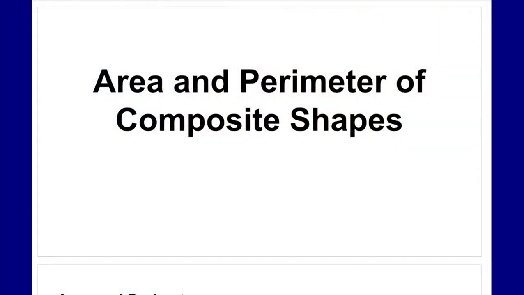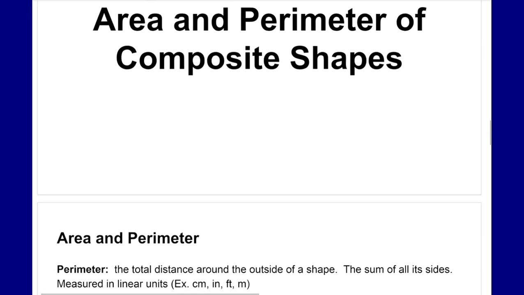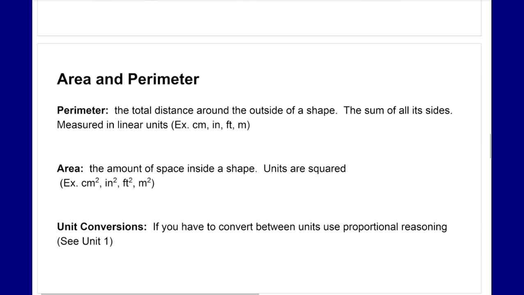In today's lesson, we are going to be looking at the area and perimeter of composite shapes. Just as a quick overview, perimeter is the total distance around the outside of a shape. It's essentially the sum of all of its sides, and it's measured in linear units. So this means centimeters, inches, feet, meters, things like that.